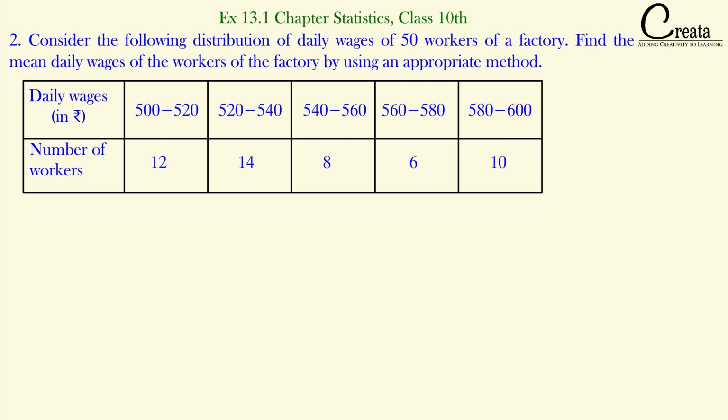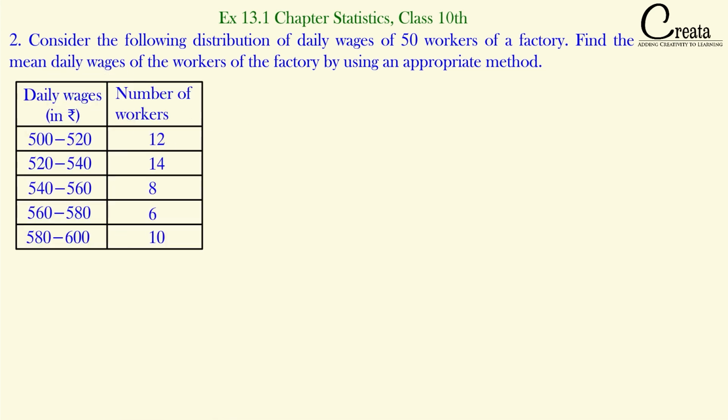In this question, we have to find the mean daily wages of a worker of the factory by using an appropriate method. Let's see which method we have to apply and how to apply. Let's convert the column into rows. The first is the range. The second is the frequency, which is Fi. Okay. The first step, we will convert the range into the observation, which is Xi.